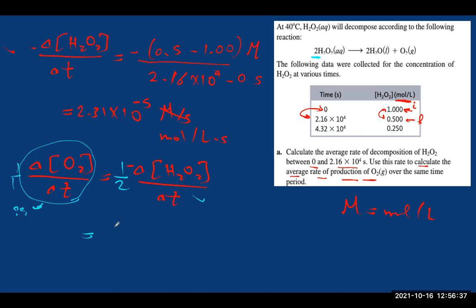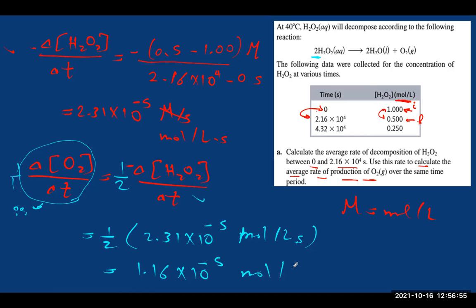So we already calculated this value. So it will be half times 2.31 times 10 to the negative 5 mole per liter second. Okay, if you multiply half by this value, it will be 1.16 times 10 to the negative 5 moles per liter second.